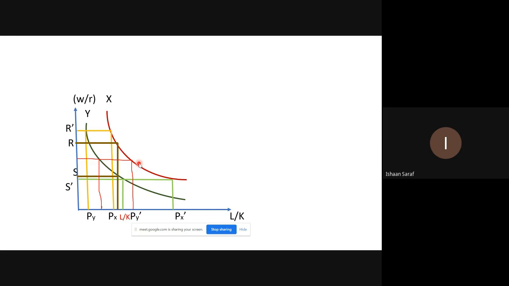Ma'am, how is it that ρX plus ρY, should it not be just ρX less than L by K and ρY less than L by K? No, it is possible if you assume X as capital intensive. As we are assuming X as labor intensive, ρX is always greater than ρY.